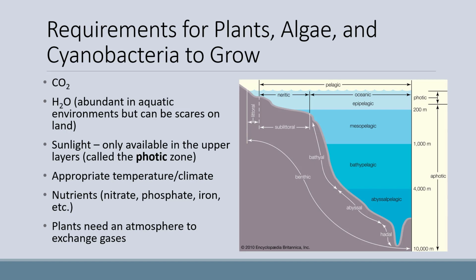This is known as the photic zone. The exact depth of the photic zone depends on the water quality. Water with nothing growing in it can have light reach several hundred meters down, but if there's a lot of stuff in the water, then the photic zone will be much shallower. There are some other requirements as well. Photosynthesizers need an appropriate temperature or climate, which depends on their own physiology. They also need nutrients, like nitrate, phosphate, and so on. Plants will also need an atmosphere in order to exchange gases.